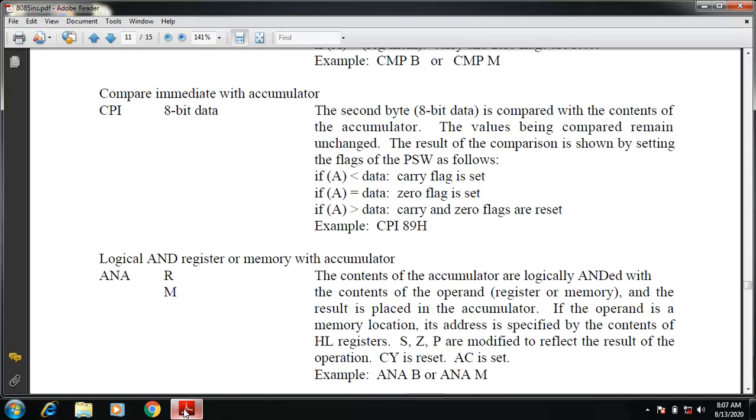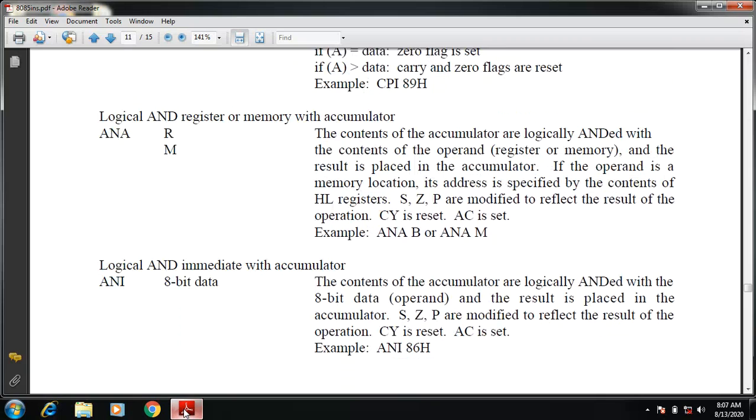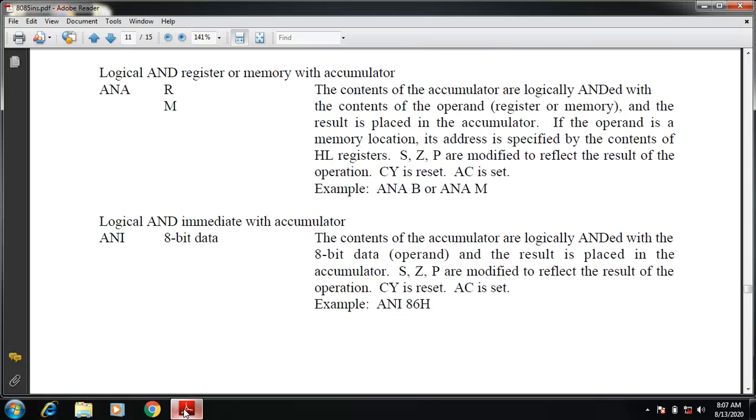Okay, the third one, logical AND, that is ANA register or memory. The full meaning of this instruction is logical AND of register or memory with accumulator. It is logical AND of a register with the accumulator, or logical AND of memory with the accumulator.